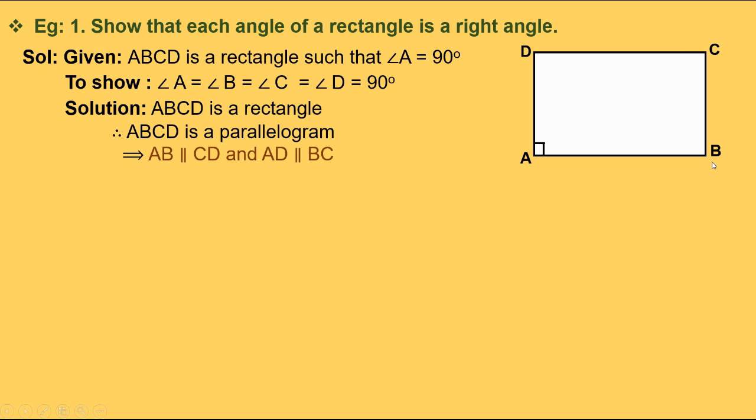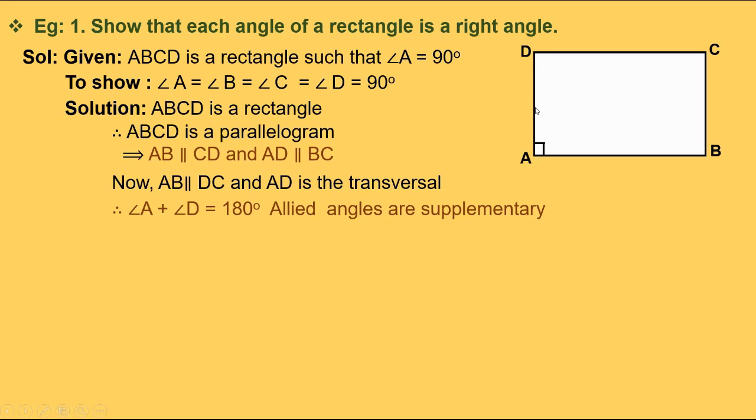Now, AB is parallel to DC and AD is the transversal. Therefore, angle A plus angle D is equal to 180 degree. Allied angles are supplementary. That is, 90 degree plus angle D is equal to 180 degree. Transposing 90 degree, we get angle D is equal to 180 degree minus 90 degree. So angle D is equal to 90 degree.